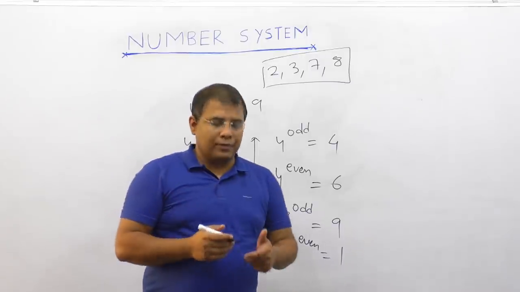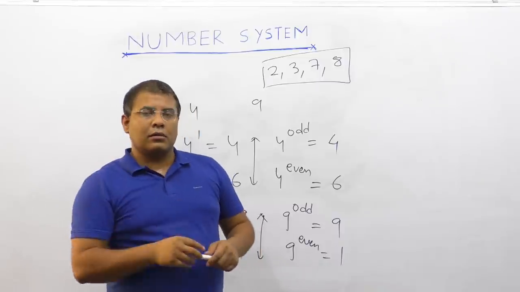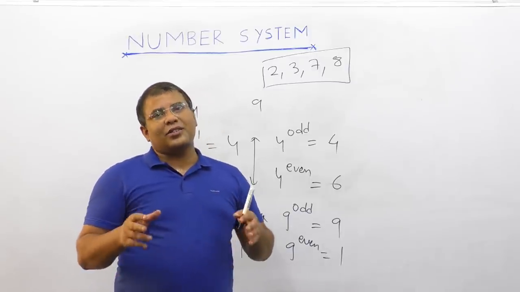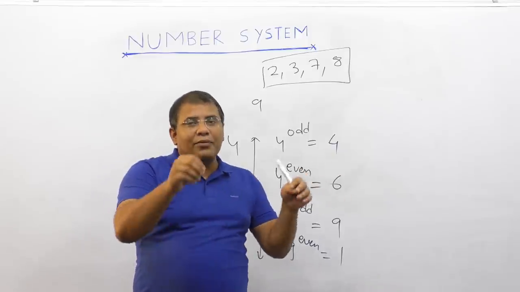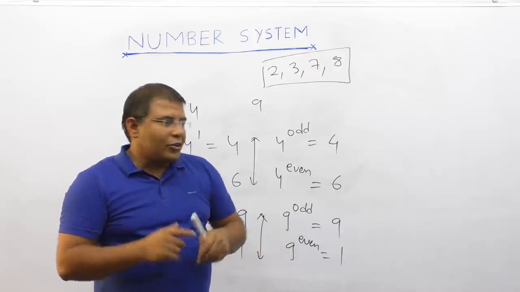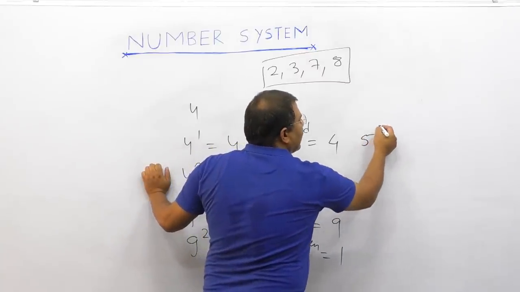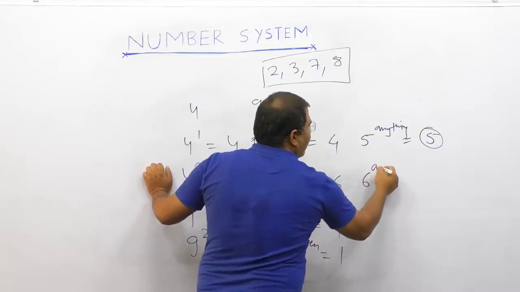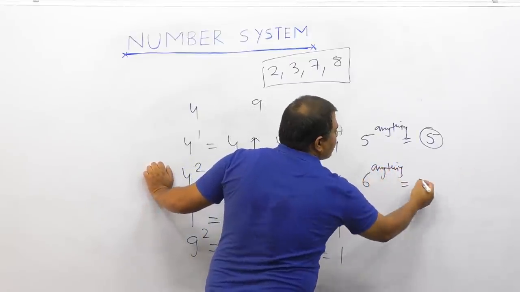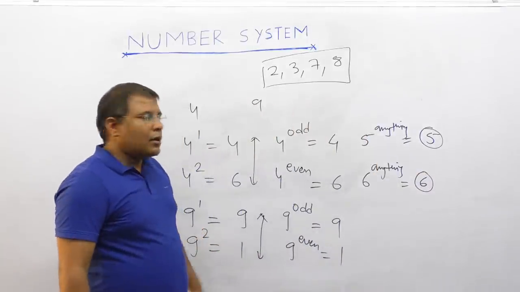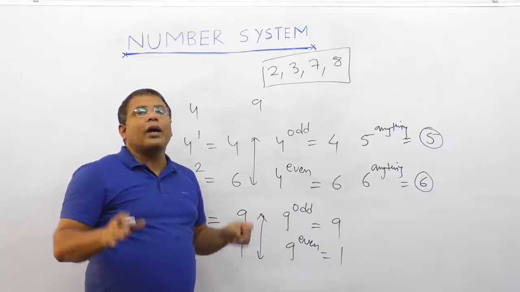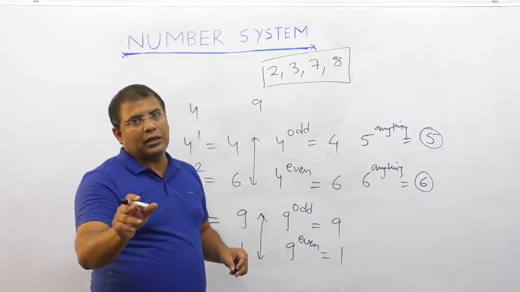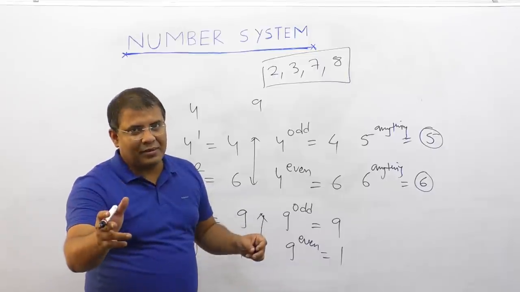Now two digits are left, 5 and 6. 5 to the power anything ends with 5, and 6 to the power anything ends with 6, except power 0, because any number to the power 0 is 1. This is a classical concept which is going to help you solve all the questions related to finding the unit place digit which you are going to get in the exams.